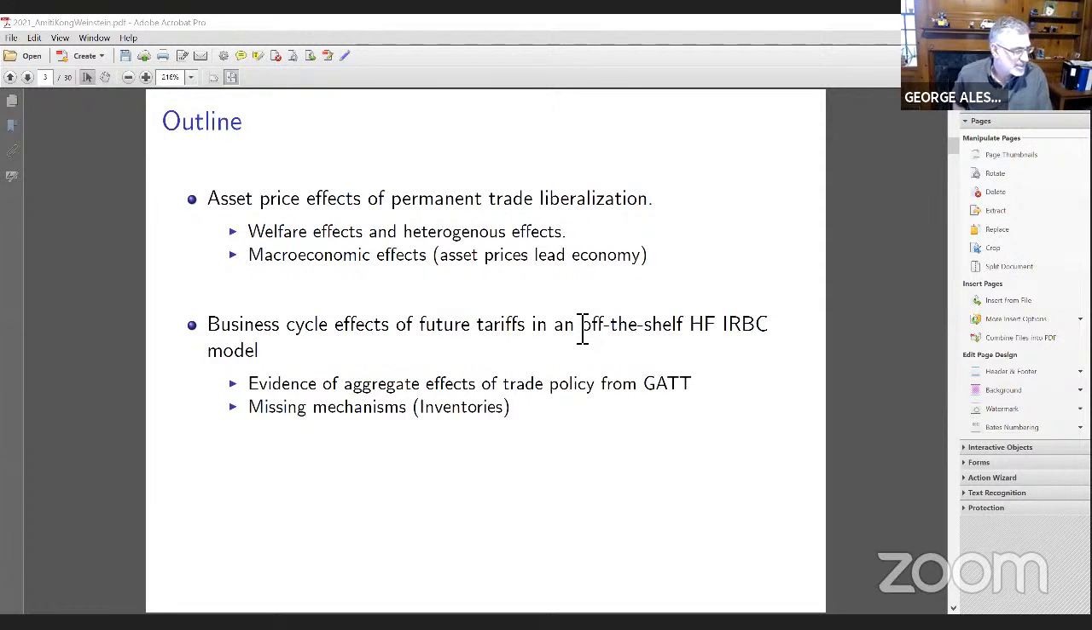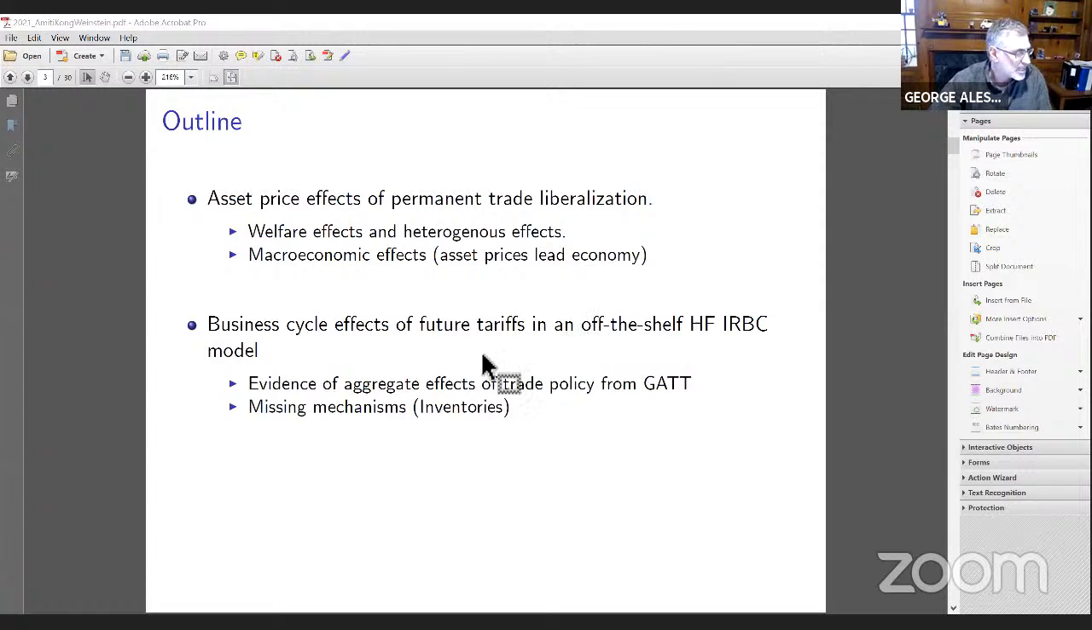If there's time, I can talk about the typical business cycle effects of future tariffs in an off-the-shelf heterogeneous firm IRBC model, and some evidence from GATT shocks and some missing mechanisms, which here are crucial. There's a lot of really interesting movements in inventories in these periods.